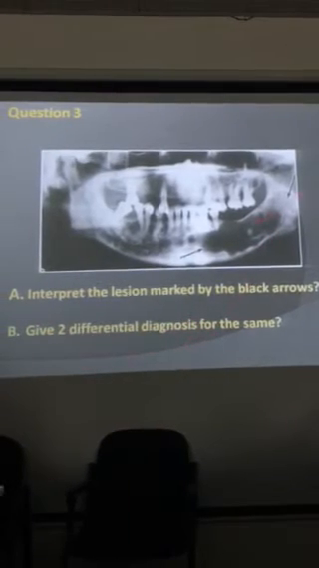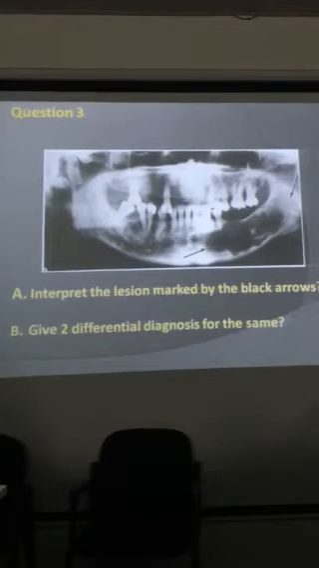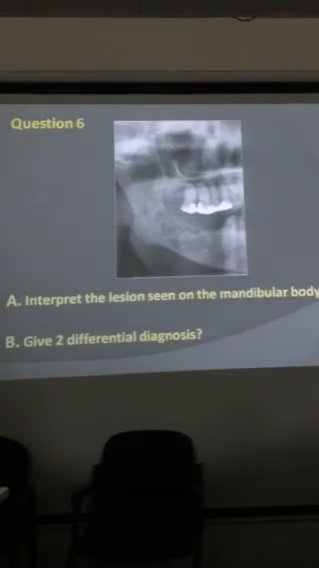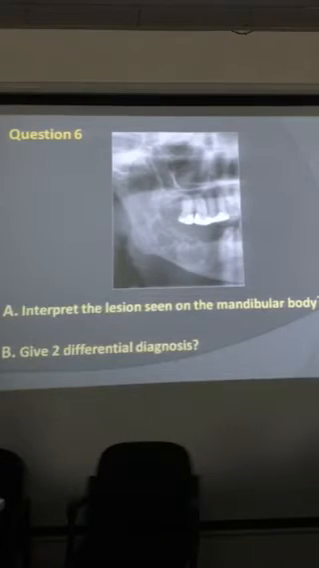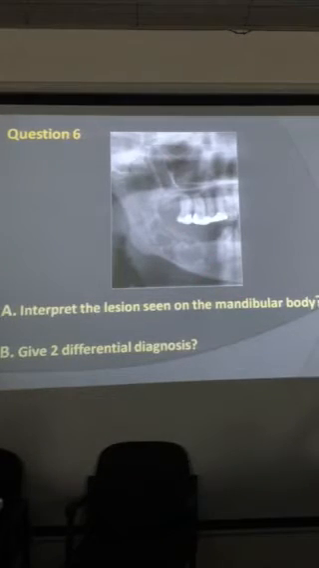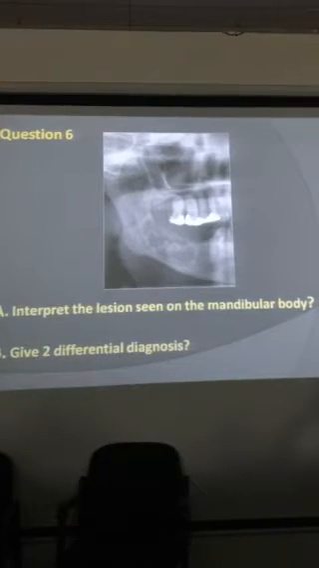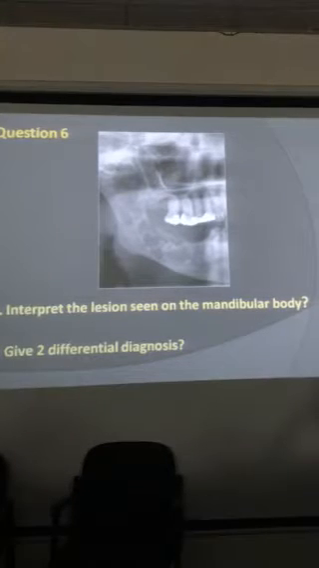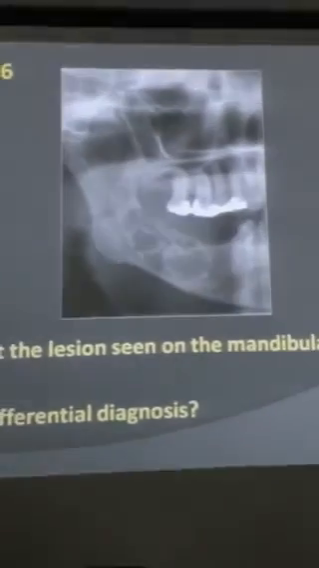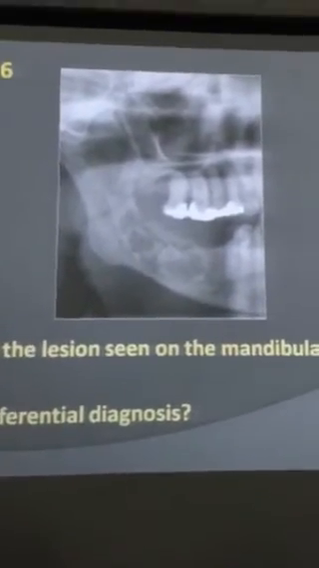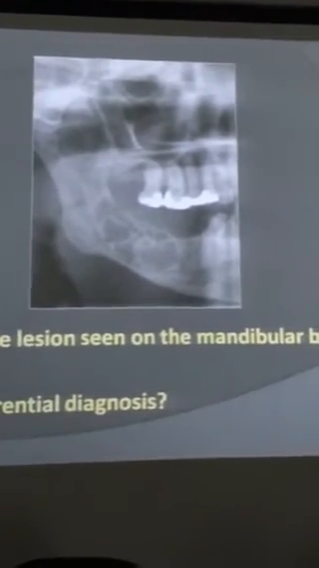Give 2 differential diagnoses for the same. Odontogenic keratocyst, anything, right? Interpret the lesion seen on the mandibular body. Can you see any lesion here? Yes. Now describe it. Angle of the mandible. Body. Not angle, it is in the body. Or it is both body and angle of the mandible. 4 centimeters. Not millimeter, it is centimeter. So around 4 into 2 centimeter.